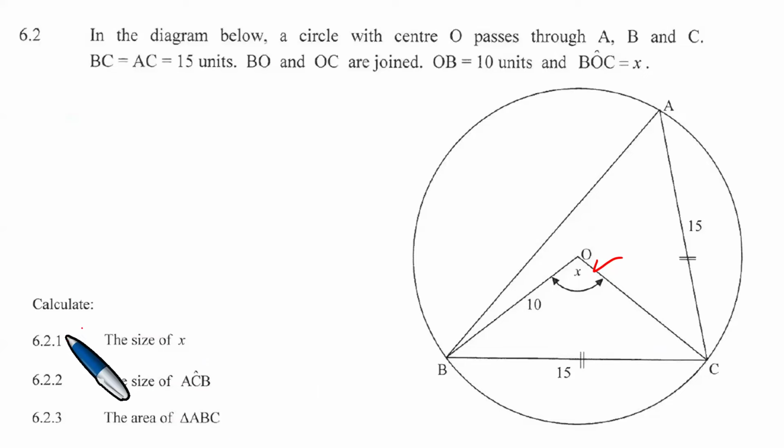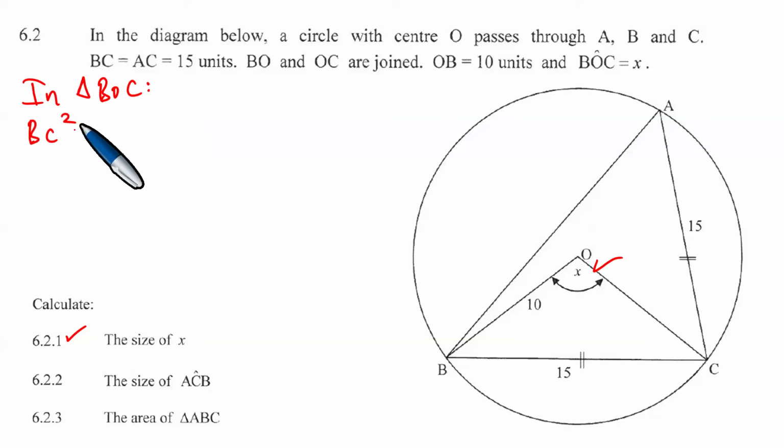In triangle BOC. Now we are dealing with triangle BOC, and you want to find the size of the angle x. We already know this one is 10, and this is 10. These are radii. So we're going to use something called the cosine rule. It's like Pythagoras theorem, but it has a correction term, and we're going to see that. We're dealing with that triangle there.